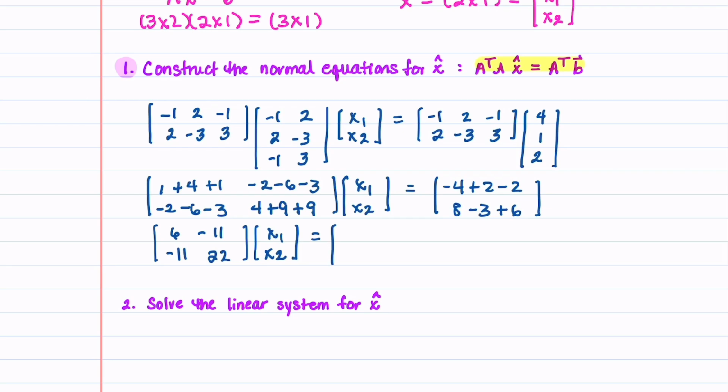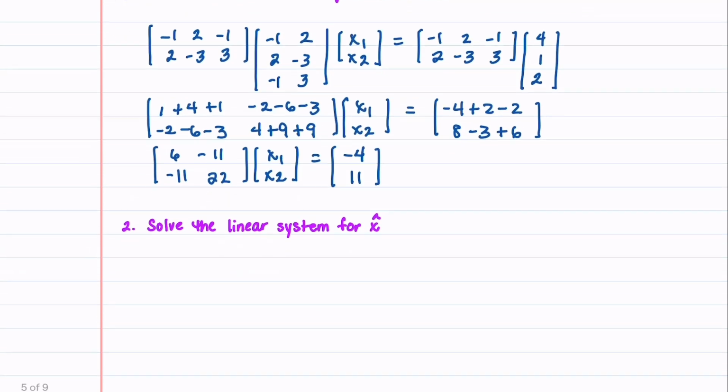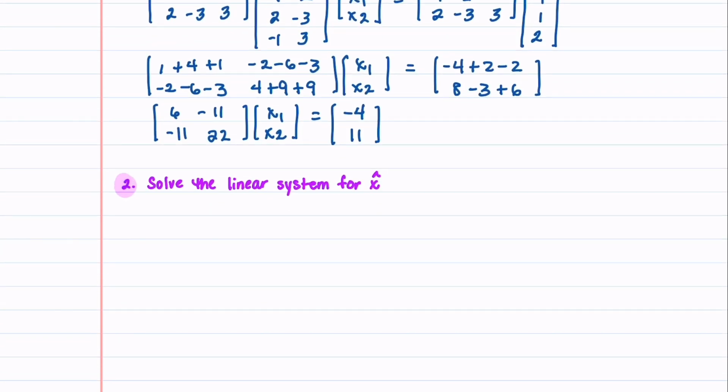And then on the right, we have a minus 4 and an 11. Our second step is just going to be to solve this linear system for x hat. Since this is a 2 by 2 system, we can easily solve this by using the inverse of this matrix, or we can just reduce our linear system to reduced echelon form, and that's what I'm going to do.